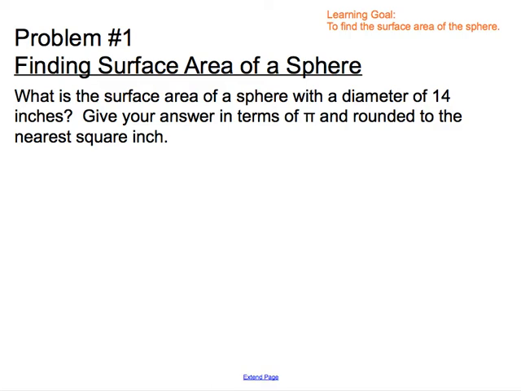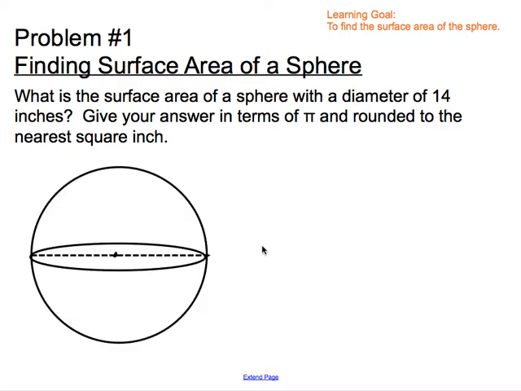What is the surface area of a sphere with a diameter of 14 inches? And we're asked to give our answer in terms of pi and rounded to the nearest square inch. So here we have a picture of our sphere, and the diameter is 14 inches. So again, the surface area of a sphere is given by a formula. It's 4 times pi times the square of the radius.